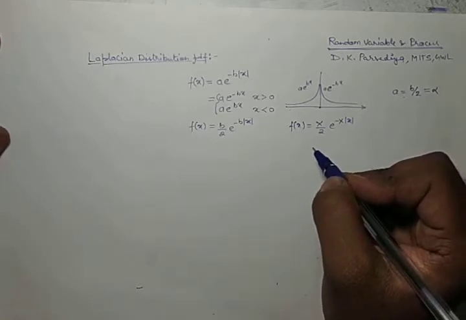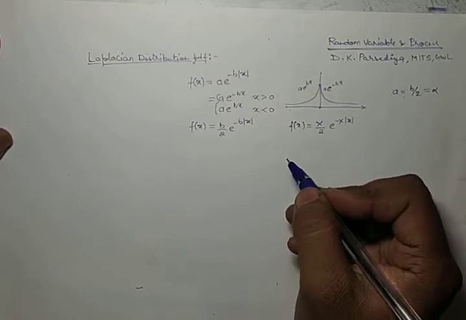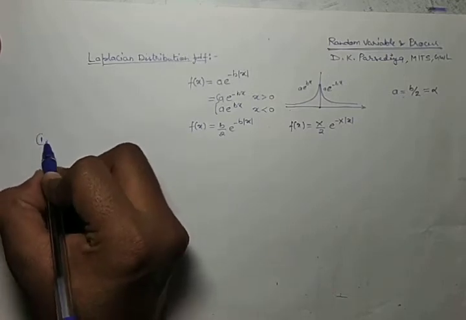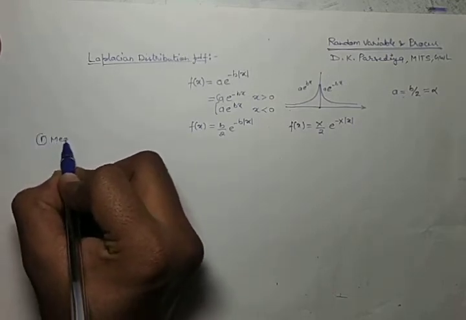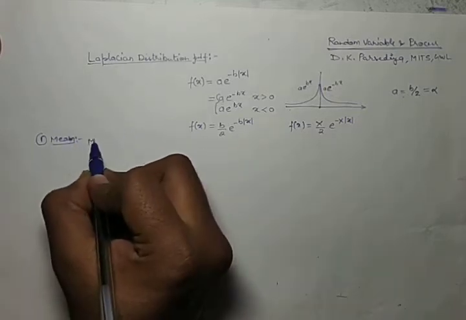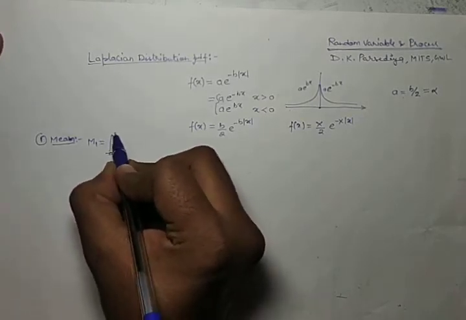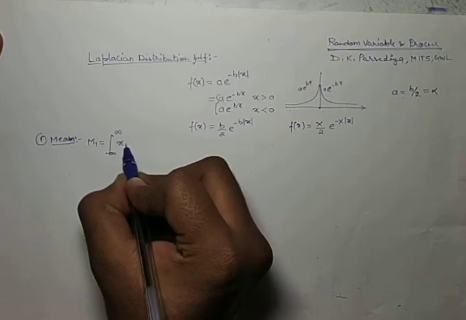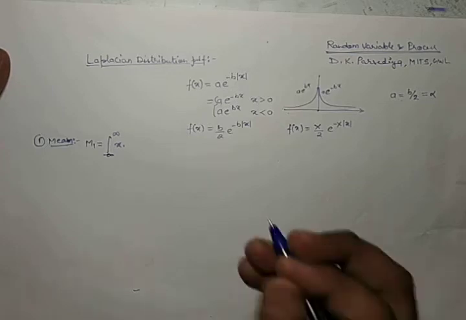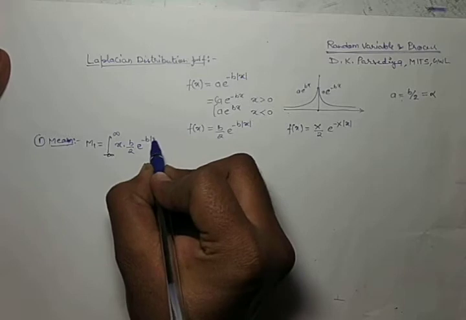So now I am calculating the statistical averages for this Laplacian distribution function. Our first statistical average is mean, that is m1. So mean is represented by the integral from minus infinity to plus infinity of x times f(x) dx. So now in our case, f(x) is b by 2 e^(-b|x|).